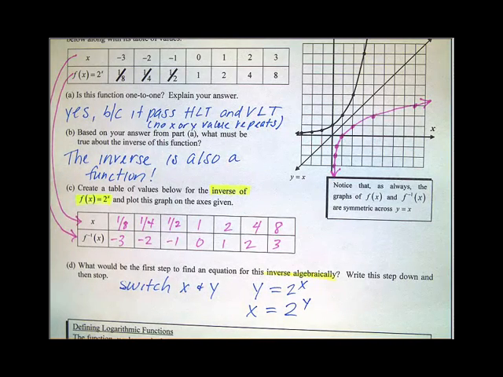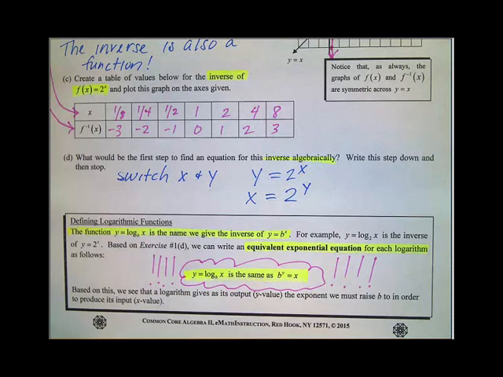Go ahead and pause this video. Make sure you're okay with what we've done so far, and read the box at the bottom. So the things I highlighted: the function y equals log base b of x is the name we give the inverse of y equals b to the x. Notice how I said that. Y equals log base b, so little b, and that's called a subscript, of x. For example, y equals log base 2 of x is the inverse of y equals 2 to the x.